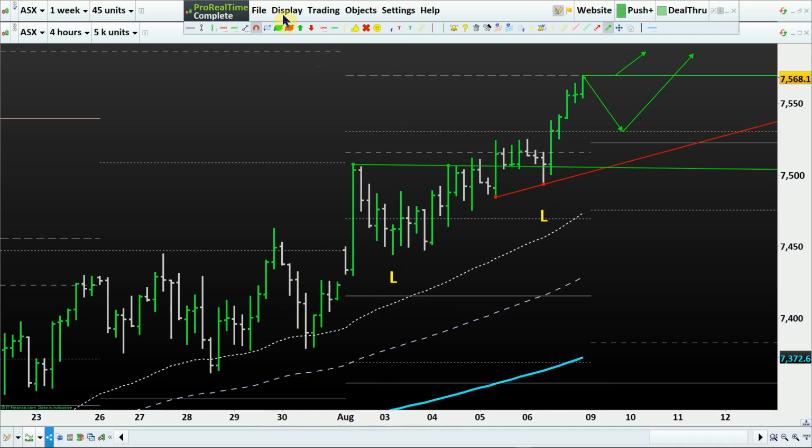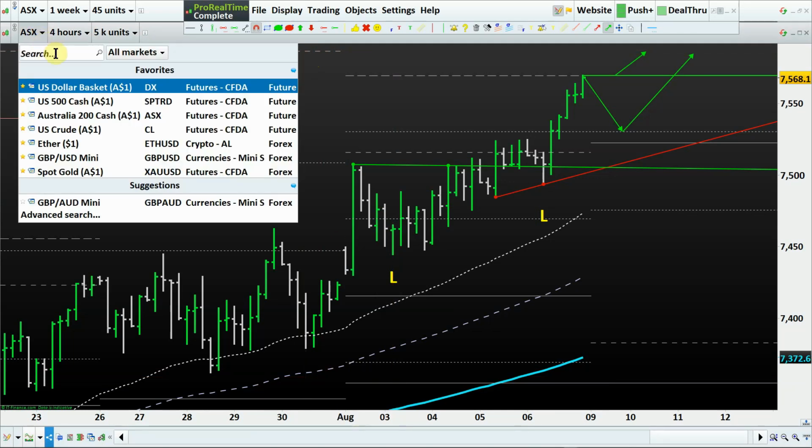Out of these, we'll go one by one. Let's do that exercise as if we are at 9 o'clock tomorrow morning. We'll start with AUD USD.